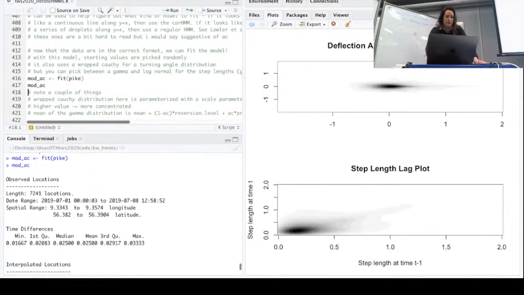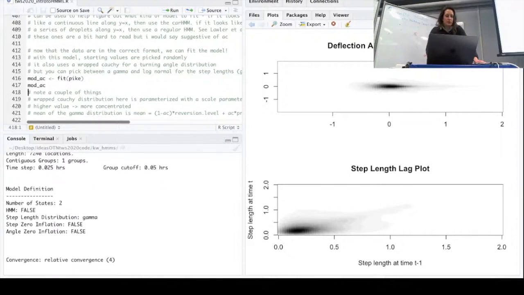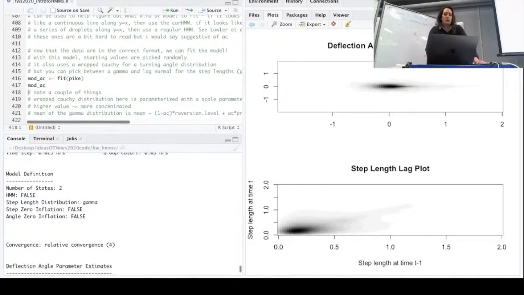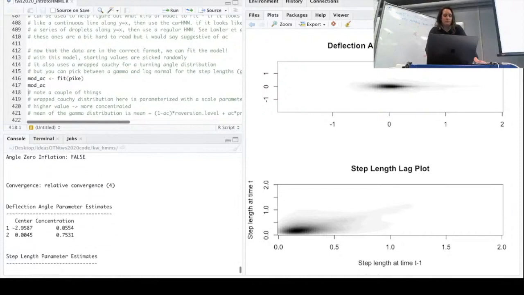Take a look at the information that comes out. We start off with all of the previous information we knew. Then we look at the model definition. Here we pick two states again. HMM equals false, so you can actually fit a model without autocorrelation, and that's what this means. If this says false, then you're not using autocorrelation. If it says true, then you are. It tells you the gamma, the distribution you decided on for the step length. You can also incorporate zero inflation, angle zero inflation.